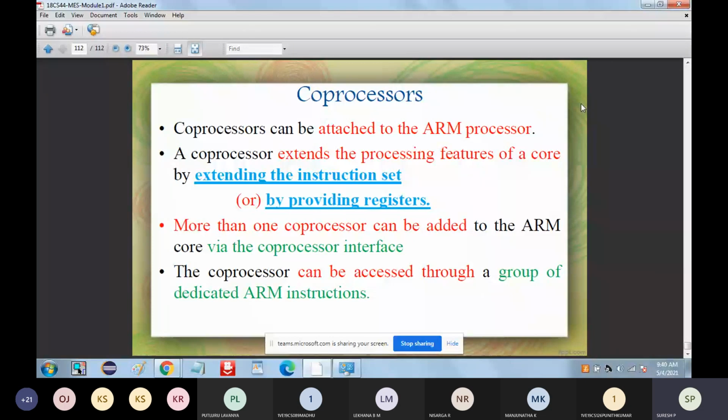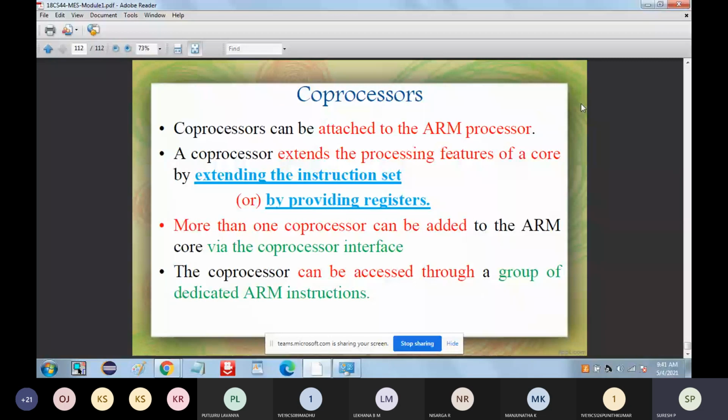So a coprocessor which you are going to have is going to extend the processing features of a core by extending what? By extending the instruction set or by providing the registers. It is nothing but what? So you can increase the instruction set if you have the additional processor.